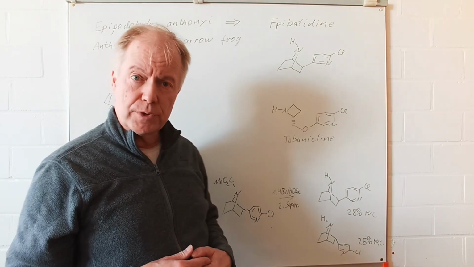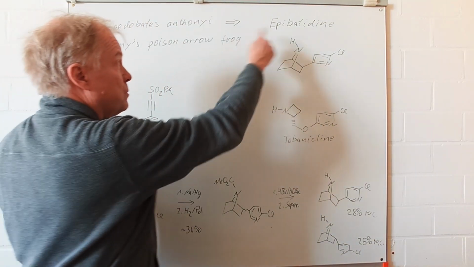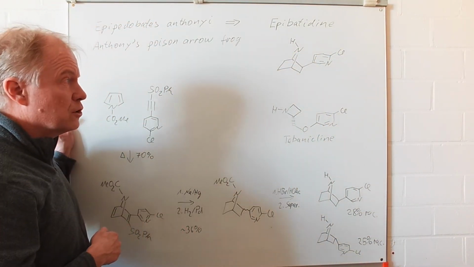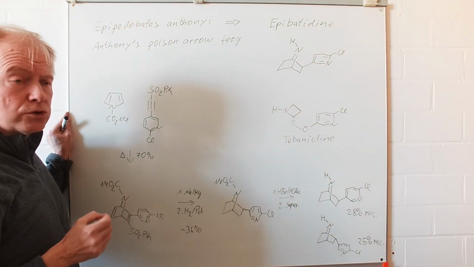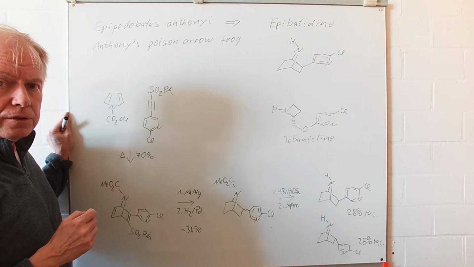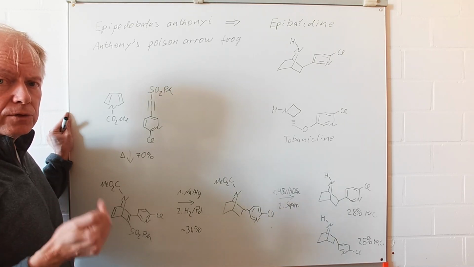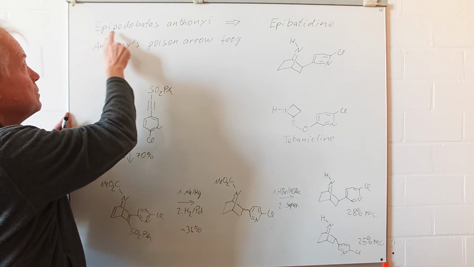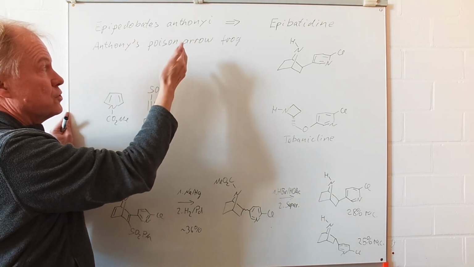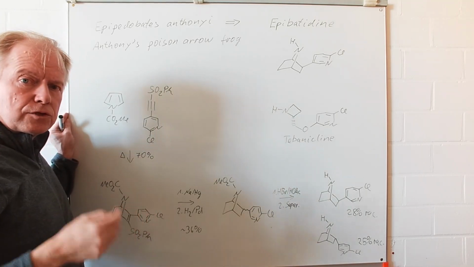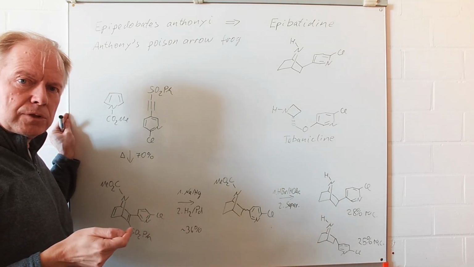In today's tutorial, we will have a look at Epibatidine, an alkaloid. Here is the structure. It was first found in the skin of a South American frog, Epibatidine anthonii, Anthony's poison arrow frog. Let us first have a look at this animal.